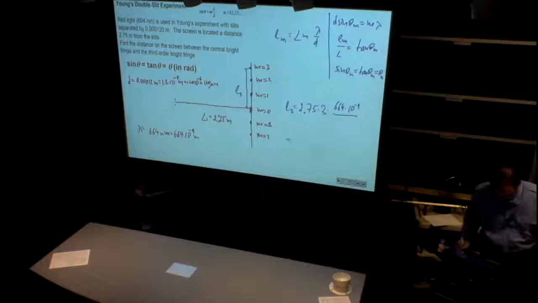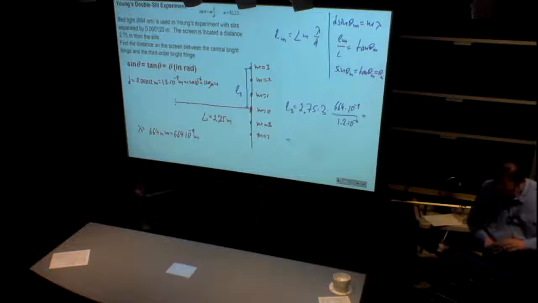So the wavelength over, what is it, 1.2 times 10 to the negative 4. Yeah, that's the answer. 2.75 times 3 times 664 times 10 to the negative 9 divided by 1.2 times 10 to the negative 4. Yeah, that's reasonable. 0.0456 meters, or close to about 5 centimeters.